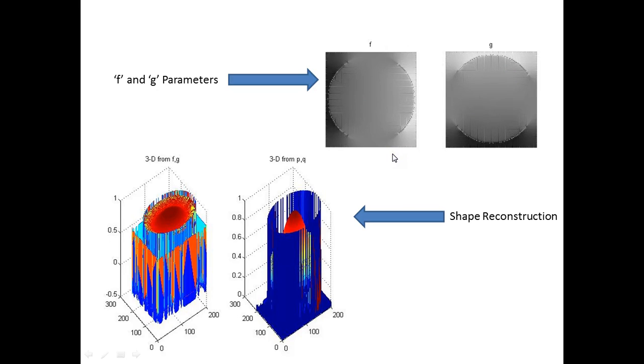Now, after obtaining the information from the P and Q parameters and the F and G parameters, the three-dimensional reconstruction of the two-dimensional shading image is done. This is the three-dimensional image obtained from the information from the F and G parameters, and this one is the three-dimensional image reconstruction from the two-dimensional shading image with the information obtained from the P and Q parameters. These are our outputs.